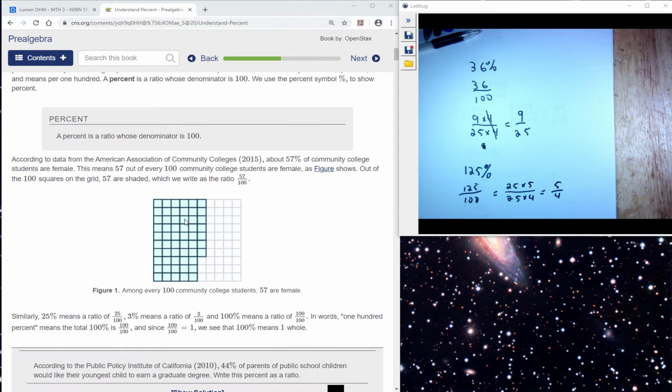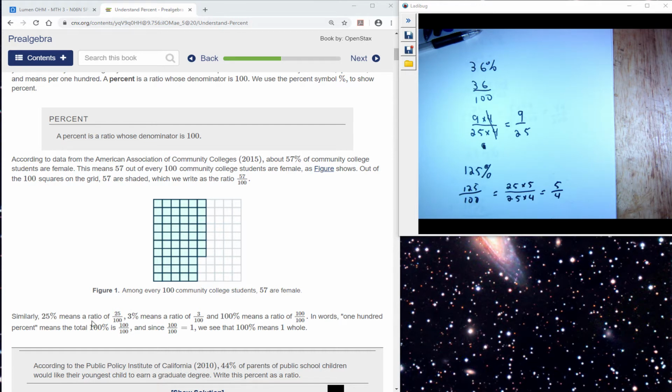In this graph here, we see that we have how many parts of 100 are shaded? 57 of the parts are shaded. So you will represent it as a fraction. A percent is a way of using a whole number to represent a fraction, a multiple of 100.